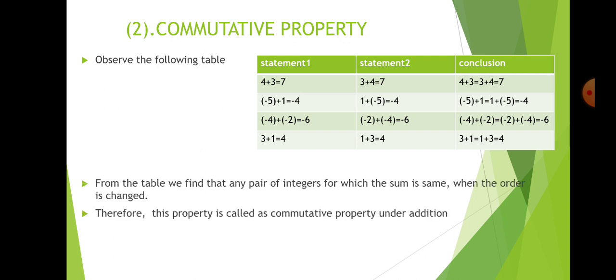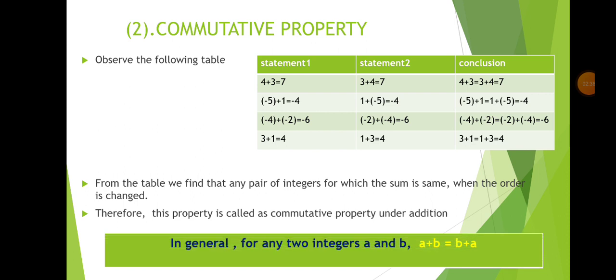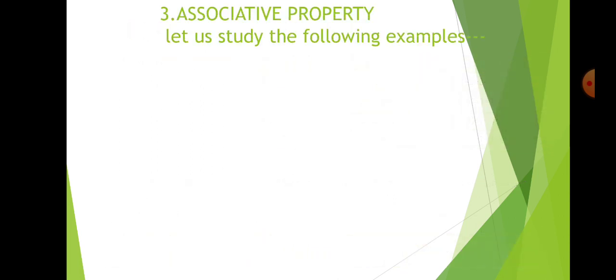Okay, from this table we find that for any pair of integers the sum is the same when the order is changed. Therefore, this property is called commutative property under addition. In general, for any two integers a and b, a plus b is equals to b plus a. So, this is the formula for commutative property. Third one, associative property under addition.